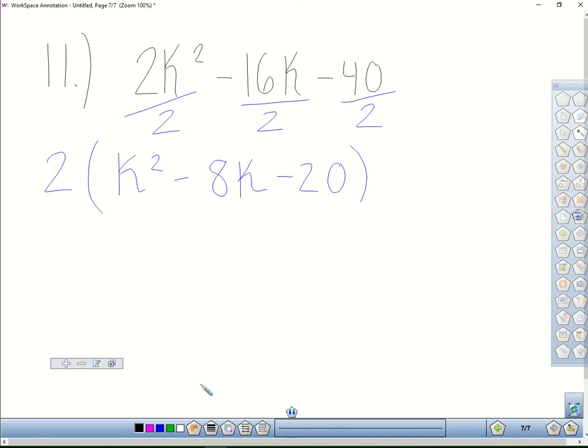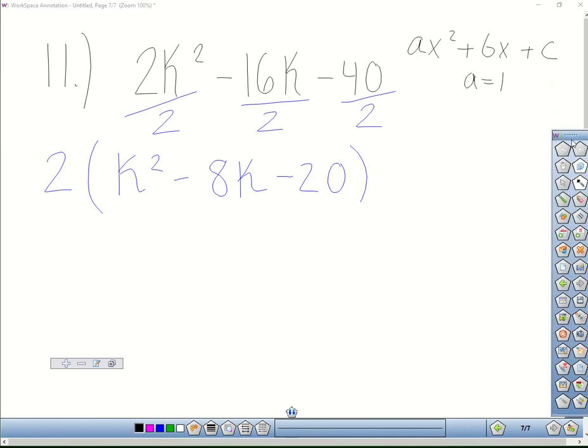Okay. So from here, we now want to make sure that we have a trinomial in the form ax squared plus bx plus c. And are we in that form in the parentheses? Yes. And is my a value 1? Now that we did that? Mm-hmm. It is 1. So from here, I now take my c term in the parentheses. And this time my c term is negative.